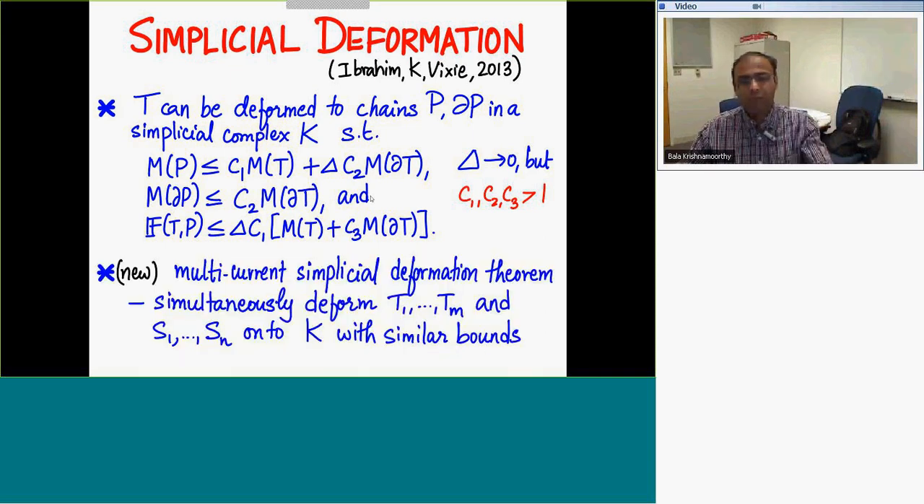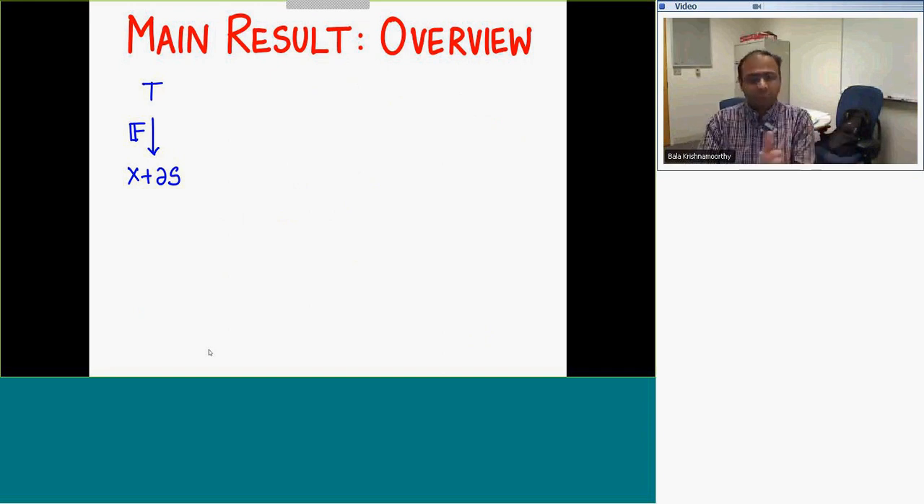So in recent work we have a more general version of the simplicial deformation. The earlier one is only for one current, but we have a similar way we can take a bunch of D currents and another bunch of D plus 1 currents and push them all simultaneously to a simplicial complex with similar bounds. So pushing in a controlled nature. So here is how we go about it.